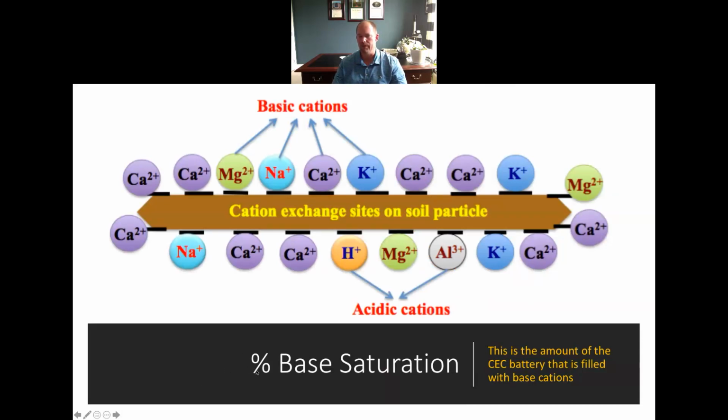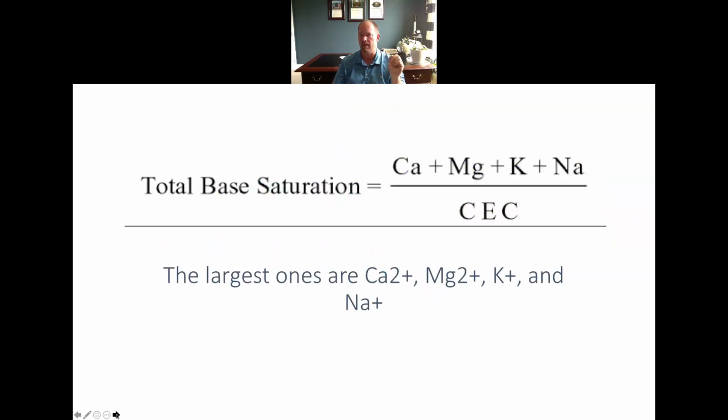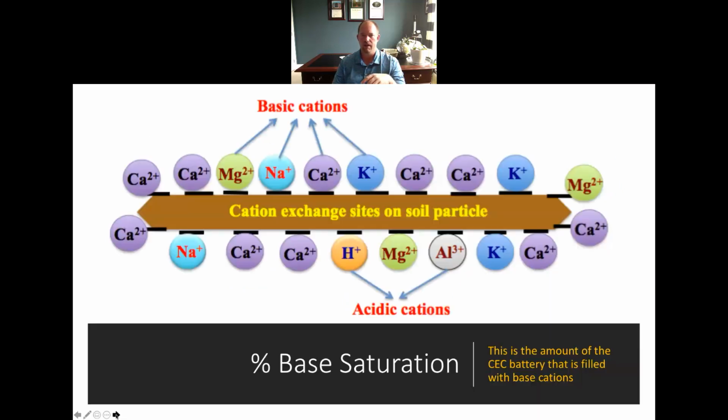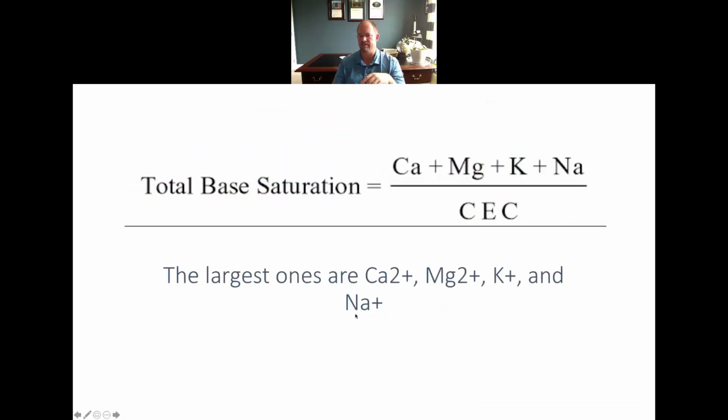Okay. So again, when we talk about base saturation, this is the amount of the CEC battery that's filled with these base cations. CEC is going to vary with different soils. So when we talk about different soil types and what the CEC looks like, that's going to be how big or small our battery is. The base saturation is going to tell us what percentage of that battery is tied up. The way that we calculate that is we take the total of all of your main cations and divide it by the CEC. The largest ones are going to be calcium, magnesium, potassium, and sodium.